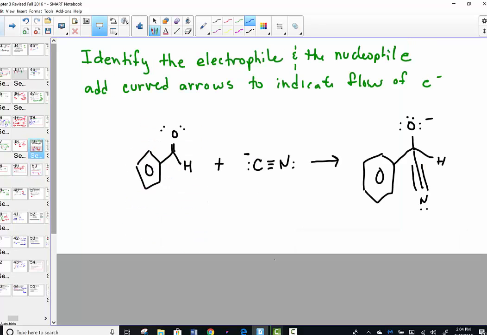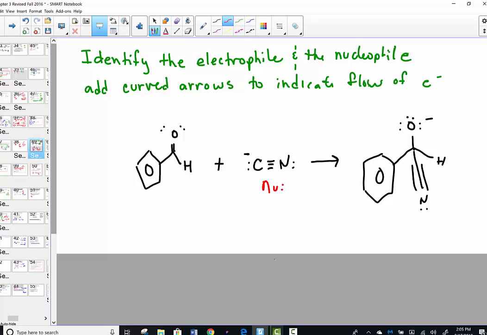We can try this one as well. Identify the electrophile and the nucleophile, add curved arrows, and indicate the flow of electrons. Alrighty, so I just hand drew a test question. Sometimes it's easier to just hand draw them. All right, so we want to figure out electrophile and nucleophile. Right off the bat, the nucleophile by definition is seeking positive, so it's going to start negative. This is my nucleophile.